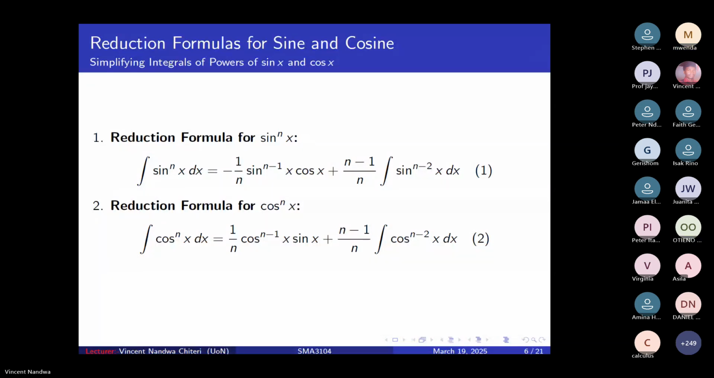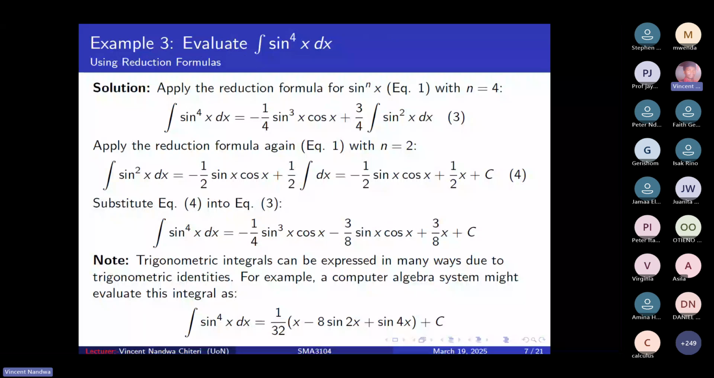Yes, next. Good. The next one is to evaluate the integral of sine power 4x dx. You will realize that in this case, the power is an even number. If you want to maintain the general structure, it is sine power 4x, cosine power 0, x dx. So 0 and 4 are both even numbers. In the case of even numbers, like in this problem, we make use of the reduction formulas involving sine and cosine. So sine power 4 means n is 4.